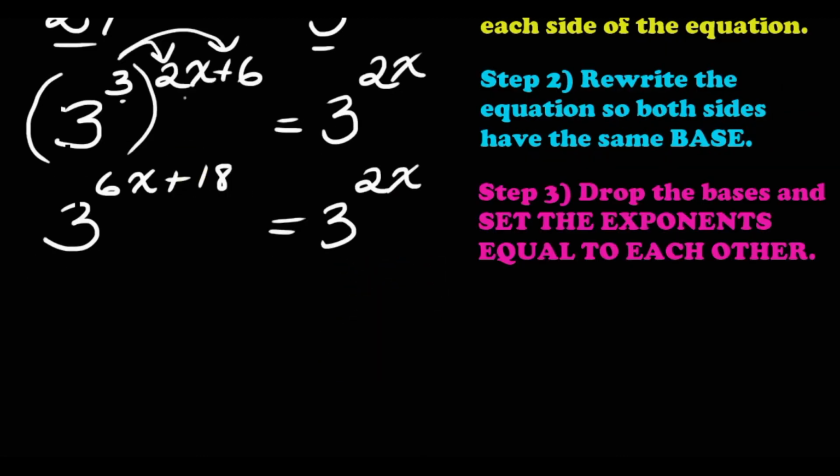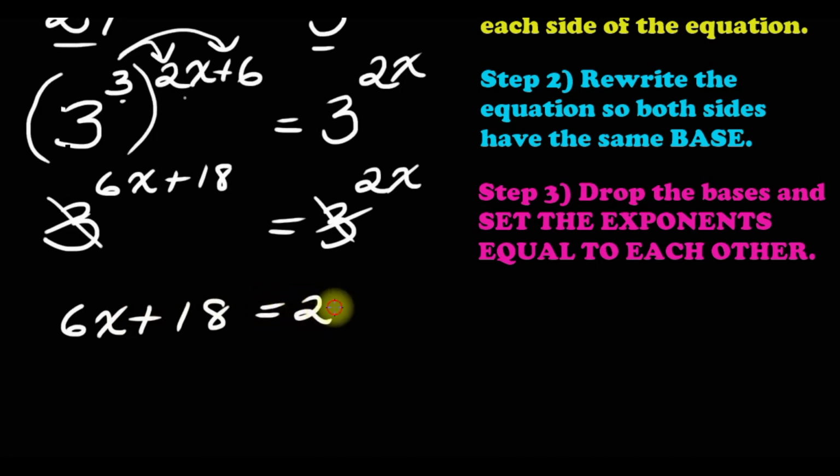Step 3 is to drop the bases and set the exponents equal to each other. So we're going to drop these bases, and then we go 6x plus 18 is 2x. We're going to solve for x here, so I'm going to get the x on the same side. So take away 6x, take away 6x.